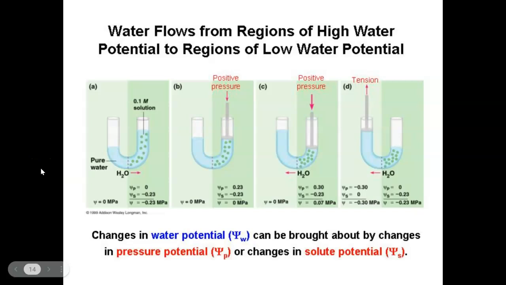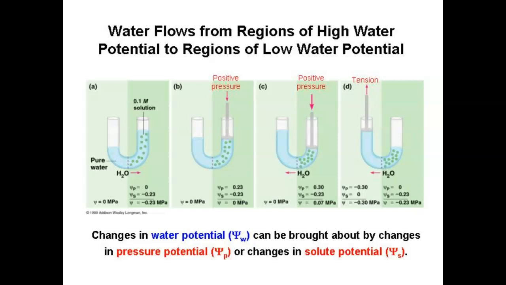This slide shows 4 different U-tube circumstances, and they all mean different things. So if we first look at U-tube A over here on the left, this one's like a mock animal cell because we don't have a pressure component. On the left side, we have pure water in an open container. So again, no pressure and no osmotic potential. Therefore, total water potential is 0 on the left.